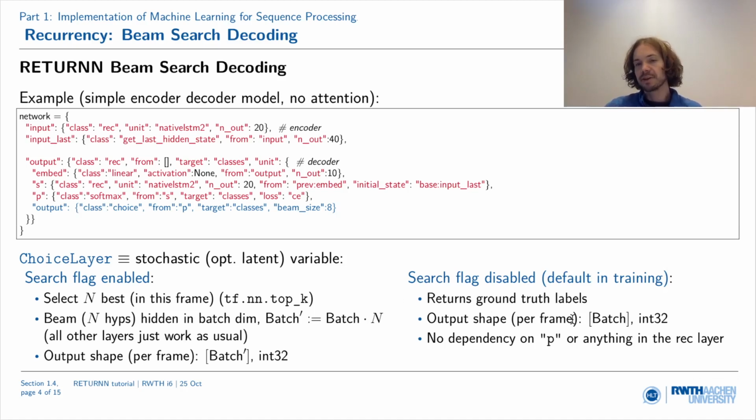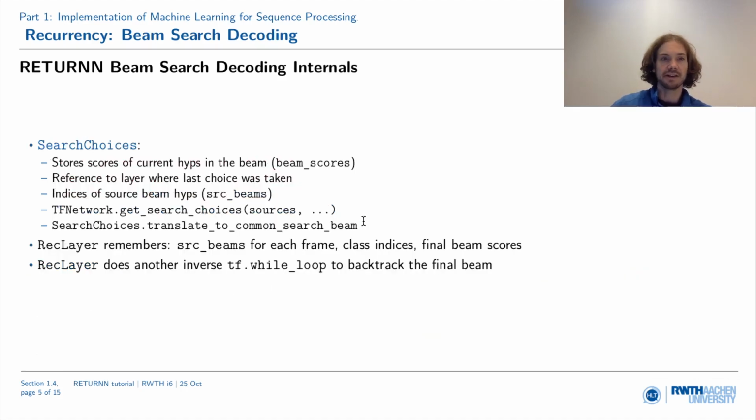So the output shape is batch and integer classes. So the same as before. I mean, different batch now, but it's the same format. And importantly, you don't have the dependency on P, on the probability distribution in that case, because you just use the ground truth label. So then you don't have any dependencies anymore on the layer. And this will be important for the automatic optimization.